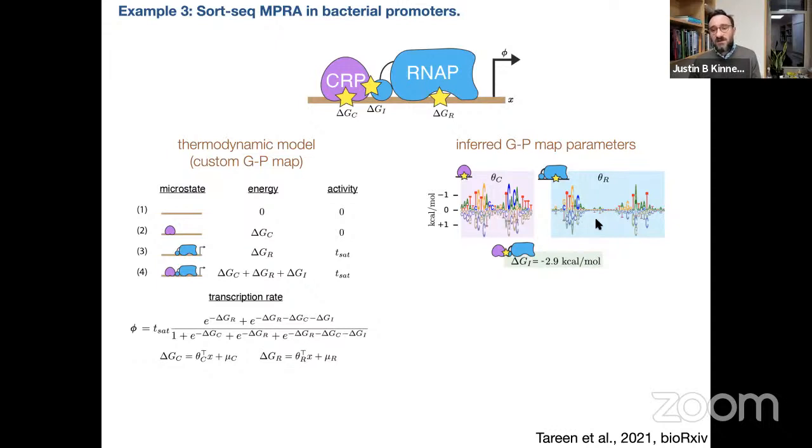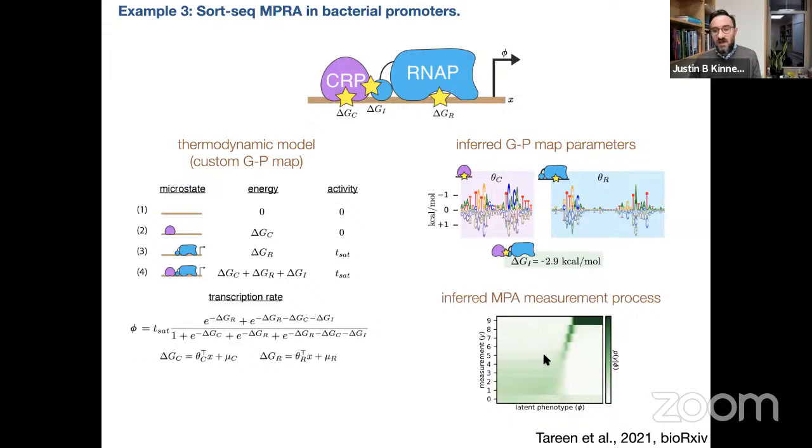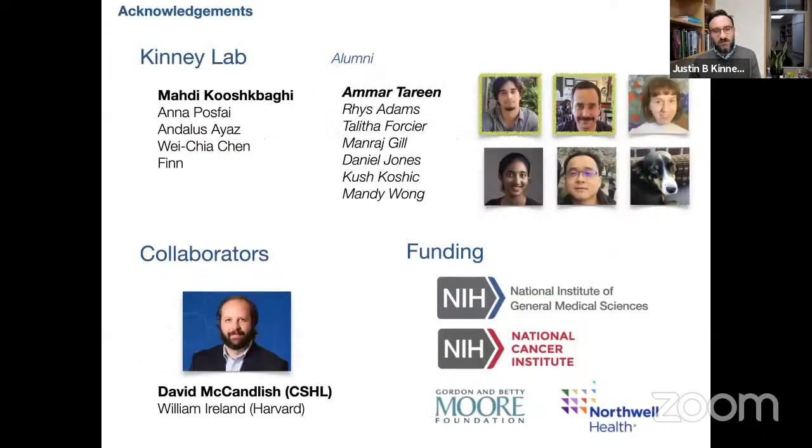I want to emphasize, these aren't just statistical motifs. These are energy matrices whose parameters have meaningful units of kcal per mole. We also infer a specific in vivo protein-protein interaction between CRP and RNA polymerase. And this is the inferred MPA measurement process. As you can see, it's kind of a weird mapping between the latent phenotype and these 10 bins, but MAVEN is able to learn that at the same time that it learns the biophysical model.